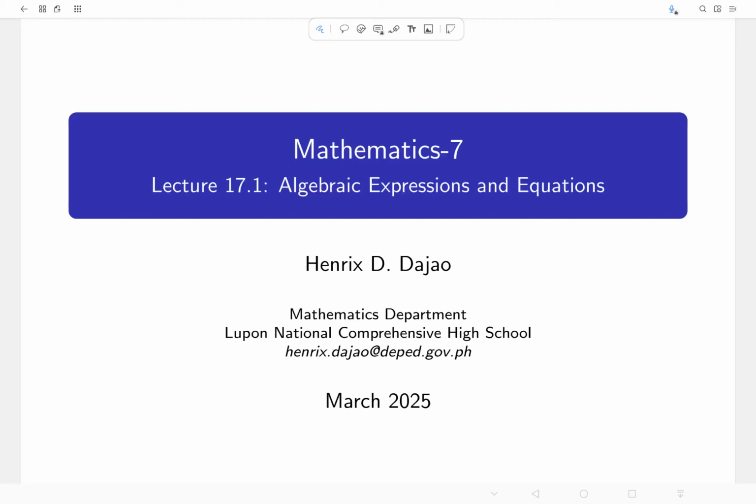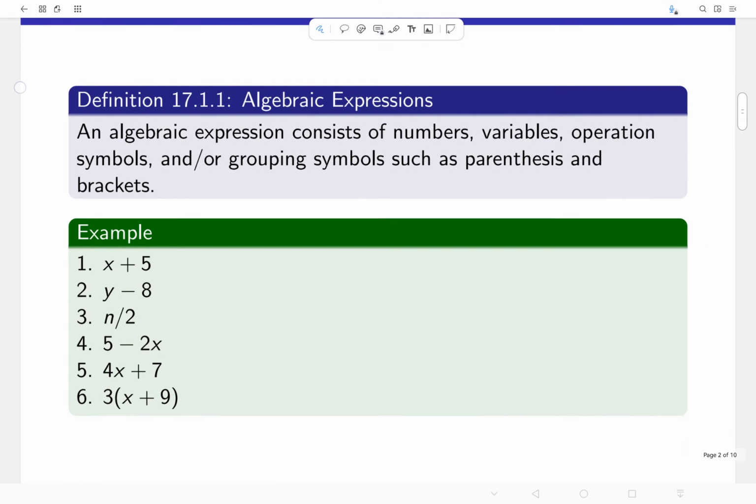Hi, in this video, we're going to learn how to solve equations, simple equations. But first, we will learn algebraic expressions. So we define algebraic expression. An algebraic expression consists of numbers, variables, operation, and/or grouping symbols such as parentheses and brackets.